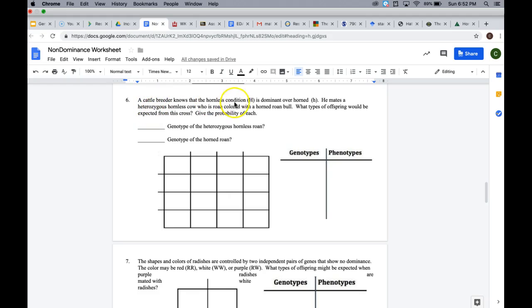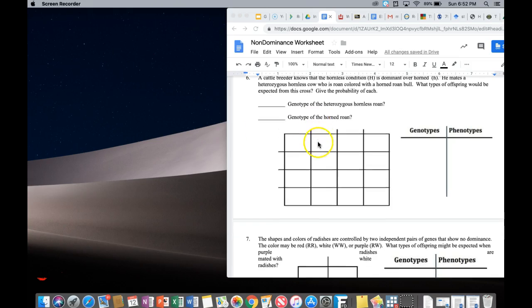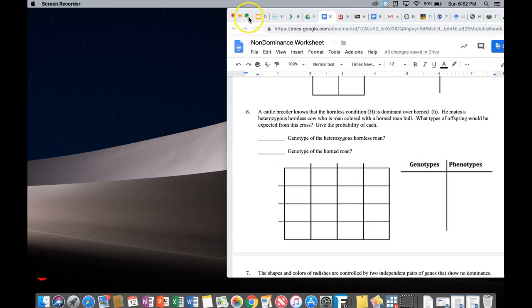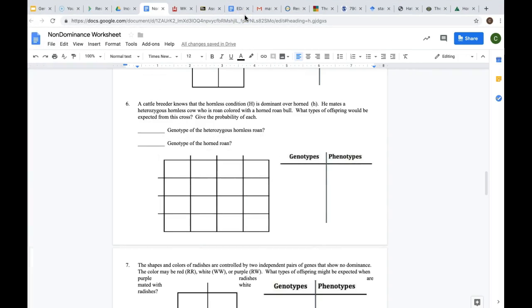Cattle breeder knows that hornless condition is dominant. So look here, we're going to have a dominant recessiveness. He mates a heterozygous hornless cow who is roan colored. So that's from above. We did, what did we do? RW before? I think we did, let me check. We did RW, okay. So RW are our colors here.